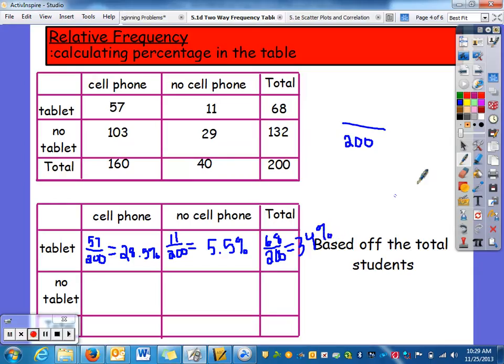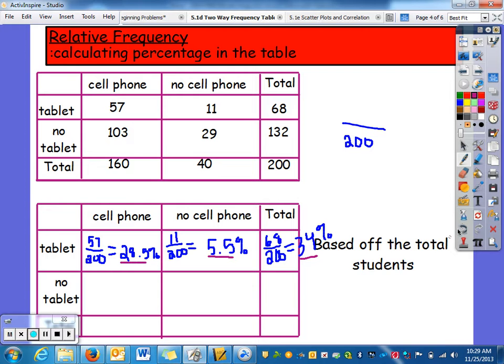Now I want to point something out to know that you are doing it right. Notice we have 28.5 here and 5.5 here. 28.5 plus 5.5 is 34. That should happen every time, that the two ones in the row should add up to the total at the end.